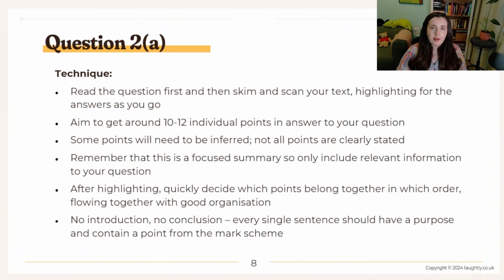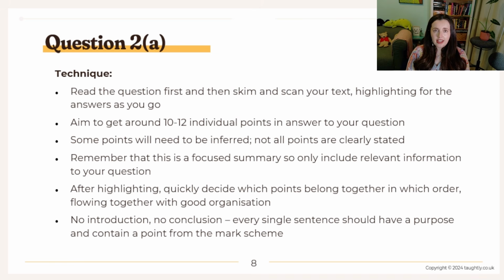So my exam technique for summary writing is this. Make sure that you read your summary question first so you know exactly what you're looking for, and then skim and scan your text, highlighting for the answers as you go. So your highlights or your underlines will become your plan, right? So you are trying to find, well, what are the answers to this question?